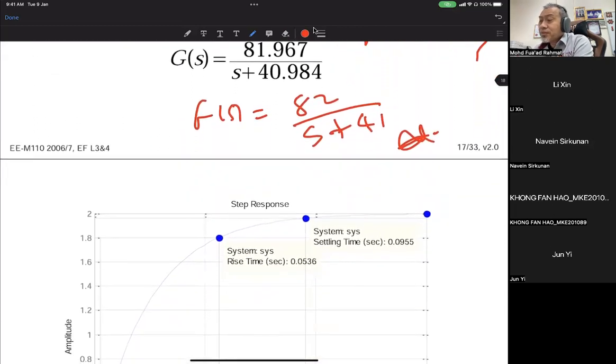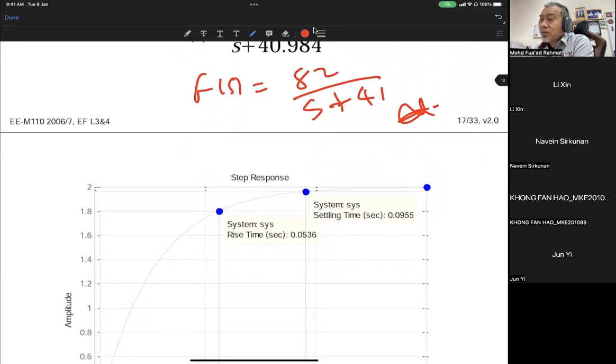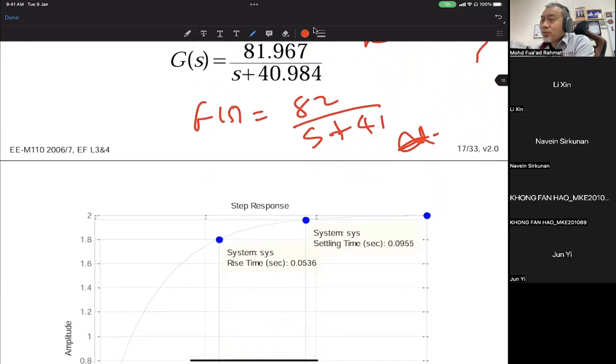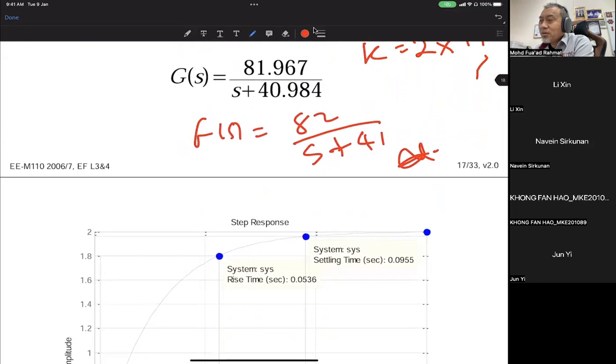Then we plot using MATLAB. I hope you know by now how to plot this. You know how to plot this using MATLAB, guys? Yes, Prof. Just to show you, I will share a little bit, maybe some of you didn't know how to do it.